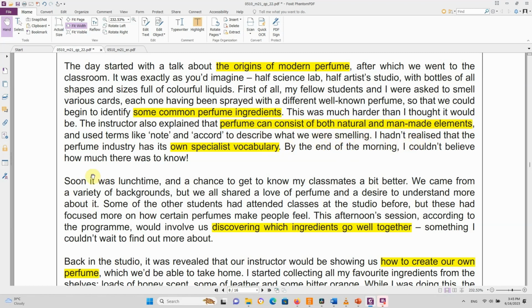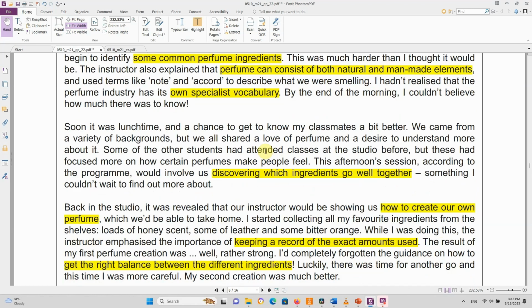So also, this is the fourth thing he learned, the special vocabulary used in the perfume industry. We can call that jargon, which is a specific vocabulary that is used for a specific industry. For example, doctors have their own jargon, engineers have their own jargon, and I think each job has its own jargon.